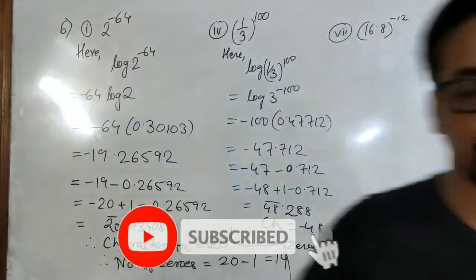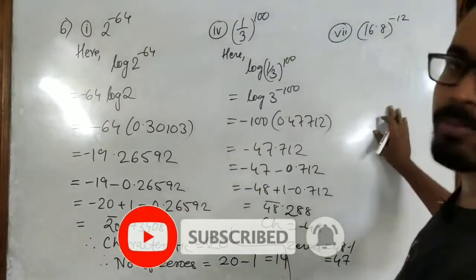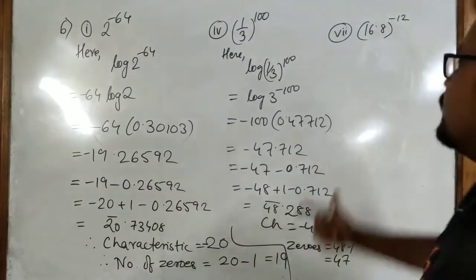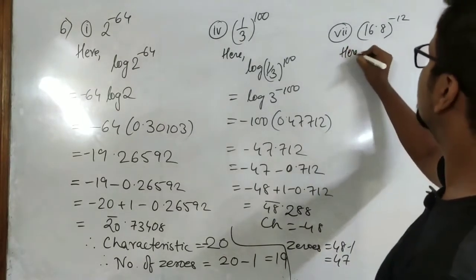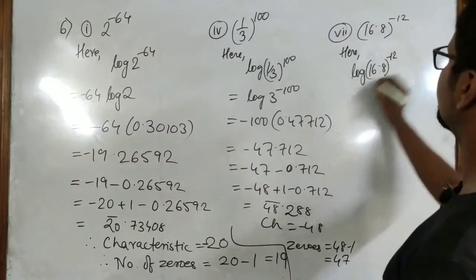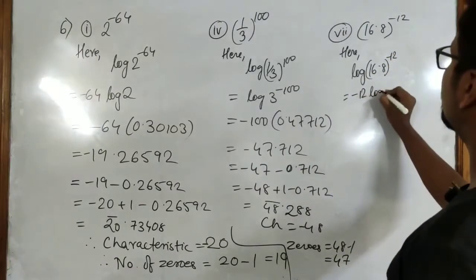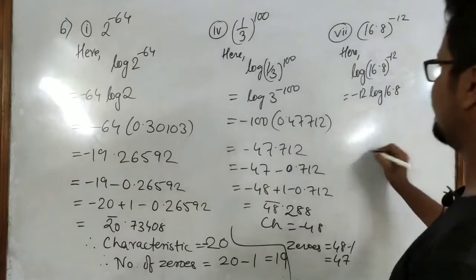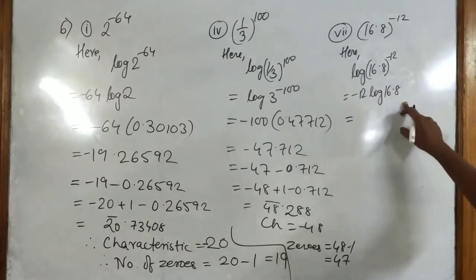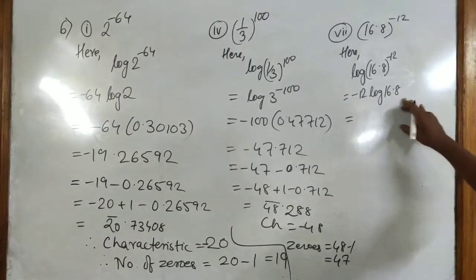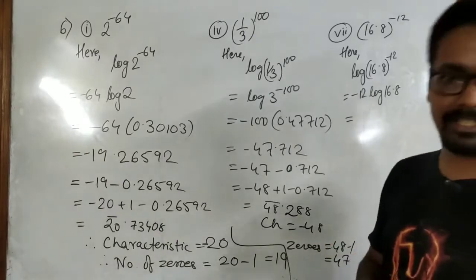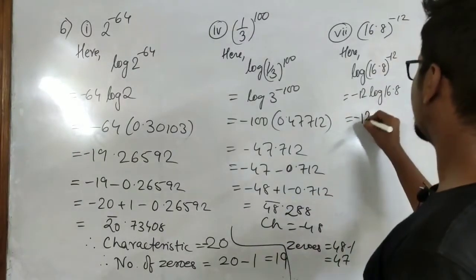Okay, let's move on to the last one, which is 16.8 to the power minus 12. Nothing excessive is there, just the calculation is going to be a bit tough. So here we need to find log of 16.8 to the power minus 12. So it is going to be minus 12 log 16.8. So now what we need to do, we need to find the value of this, but we don't find the value of this like it is given here. What do we need to do? We need to find the characteristic again. So let's write it here.